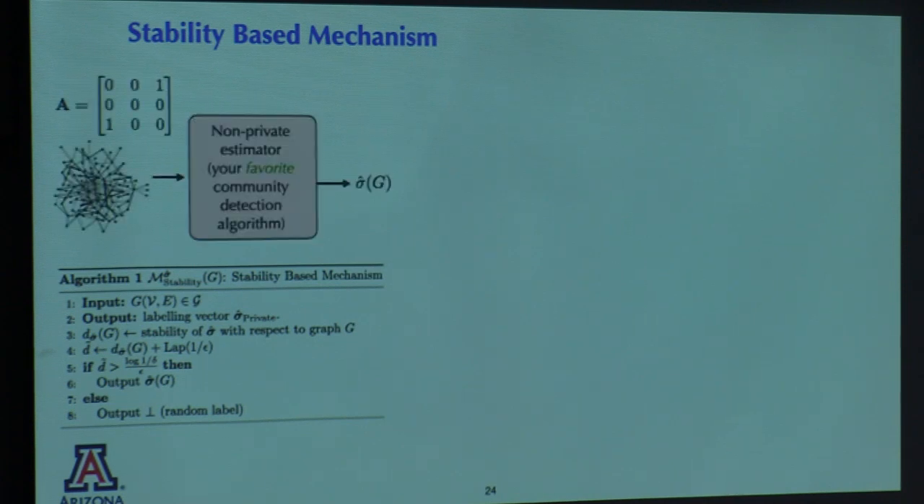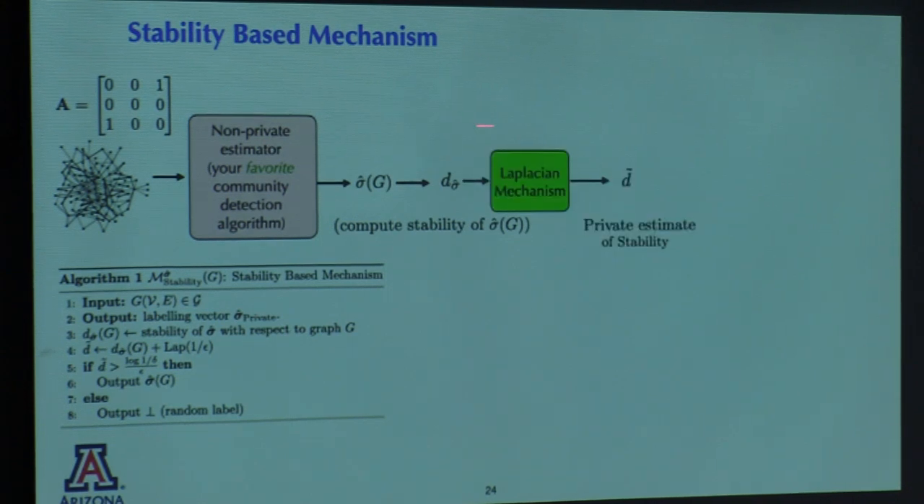You're given a graph. You pick your non-private estimator, your favorite community detection algorithm. You get sigma hat of G. Now what you do is you compute the stability of your algorithm. How stable is this algorithm? Or in other words, for us, how many edges do I need to perturb to change the output? Now, computing this itself will potentially leak information because you're touching the graph. Computing the stability of a function for a fixed graph G also looks at the graph G, which means you are leaking something.